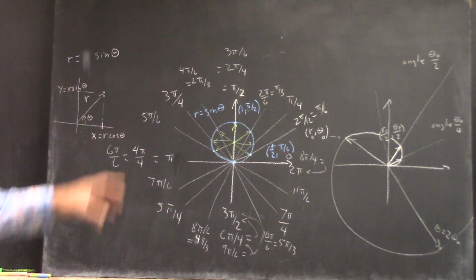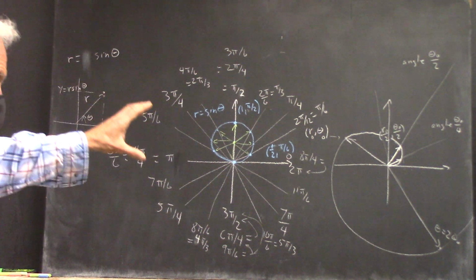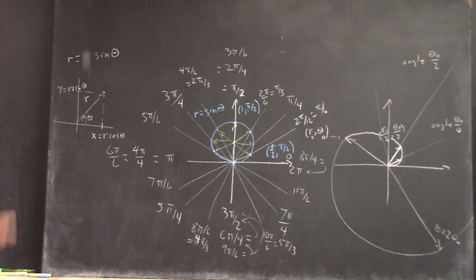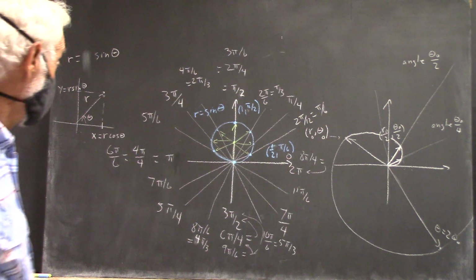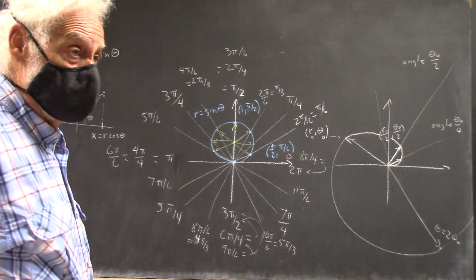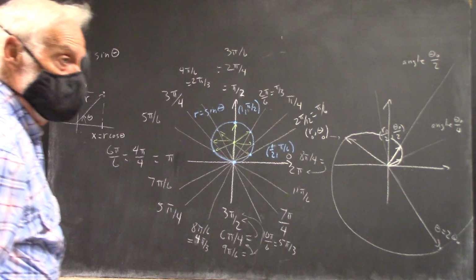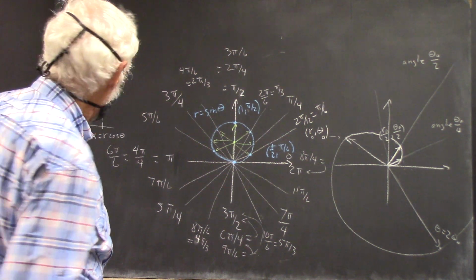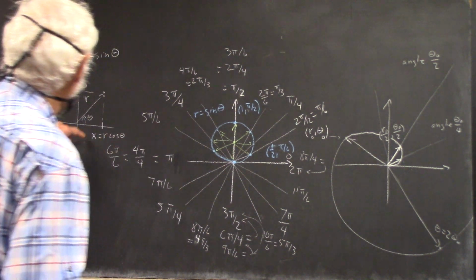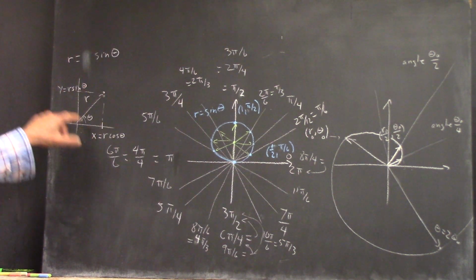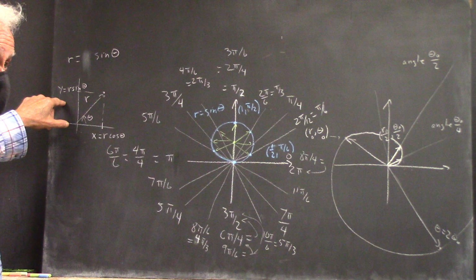Since you haven't all seen this, you really need this. You're going to need it in physics too. You're going to need it to understand the pendulum, as I said. And it's not hard. So you have a conversion between polar coordinates and rectangular coordinates.